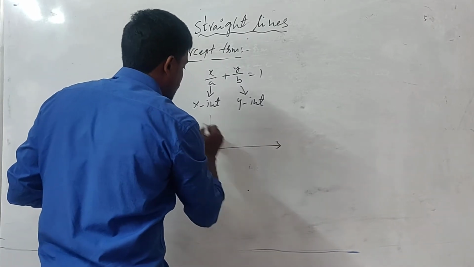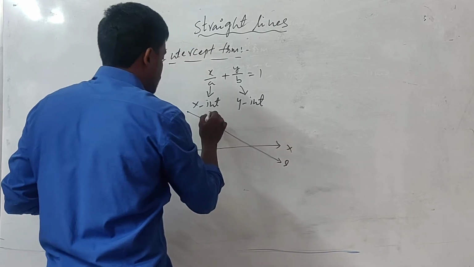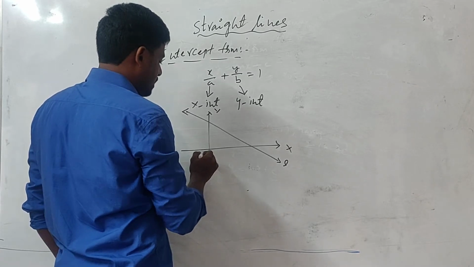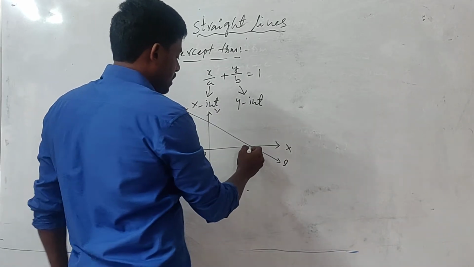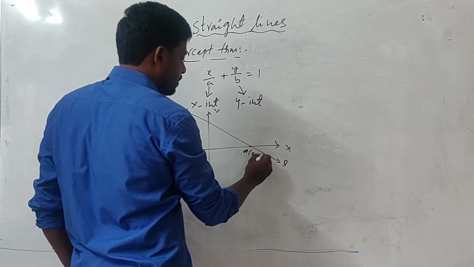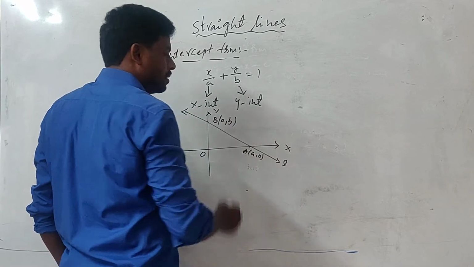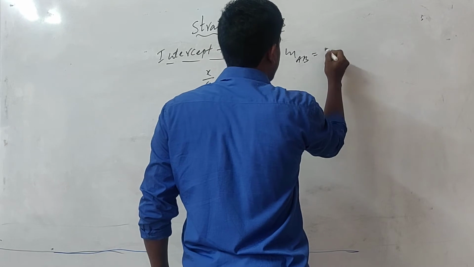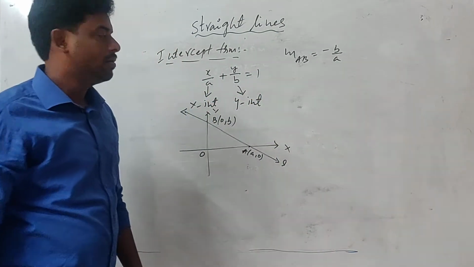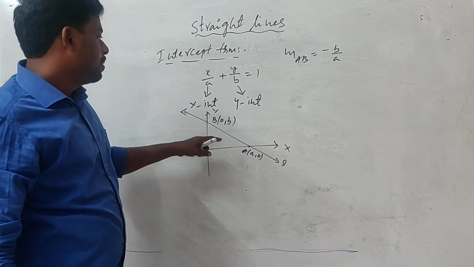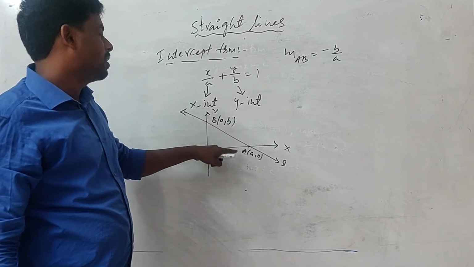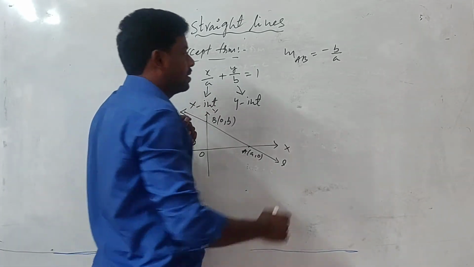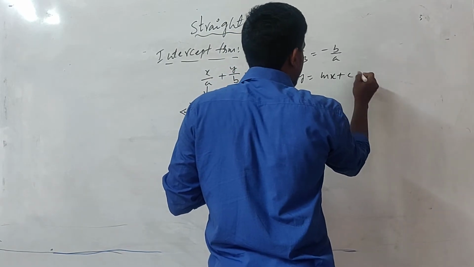Same. Let L be a line which passes through the coordinate axes, x and y. Let us take one point A of a comma 0 and B of 0 comma b. Then the slope of this line is m AB equal to minus b by a, by using the formula y2 minus y1 by x2 minus x1. Then we know the slope and intercept form, which we just discussed, y equal to mx plus c.